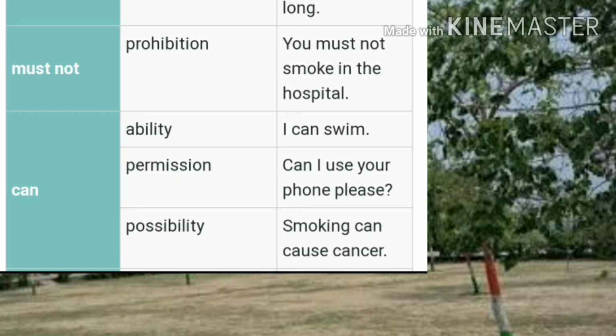Then can is also used for ability, permission and possibility. Ability, for example, I can swim. Permission, can I use your phone please? Possibility, smoking can cause cancer. This is what? Possibility.